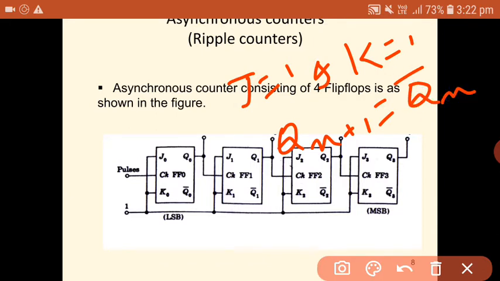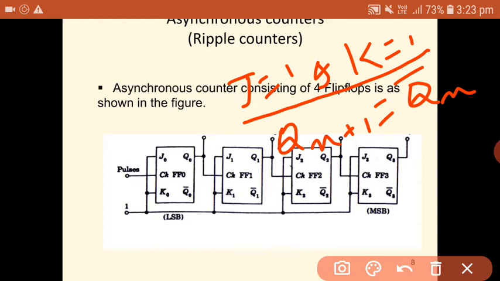That means whenever J is equal to 1 and K is equal to 1, the output of JK flip-flop will be toggled. What do you mean by toggling of the output? If the previous output is 0, present output becomes 1. If the previous output is 1, present output becomes 0. That is the meaning of toggling the output.